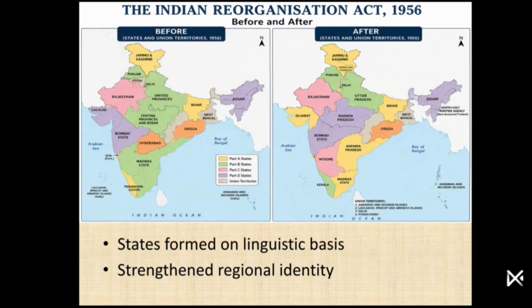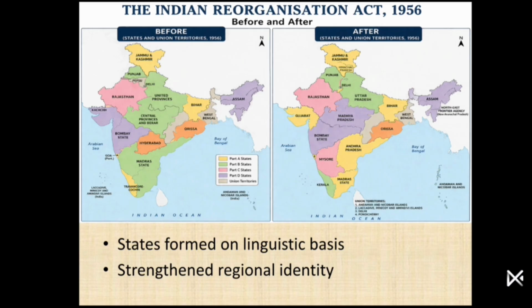The States Reorganisation Act of 1956. Look at this image carefully. On the left, you see India before 1956. And on the right, India after 1956. At first, it may look like just a map, but this is actually a story of change.